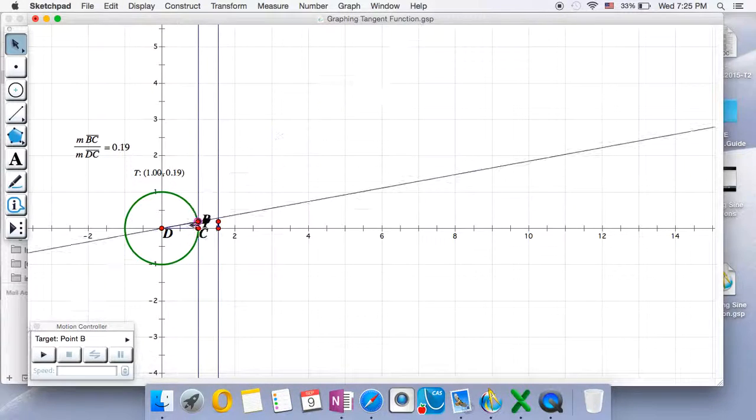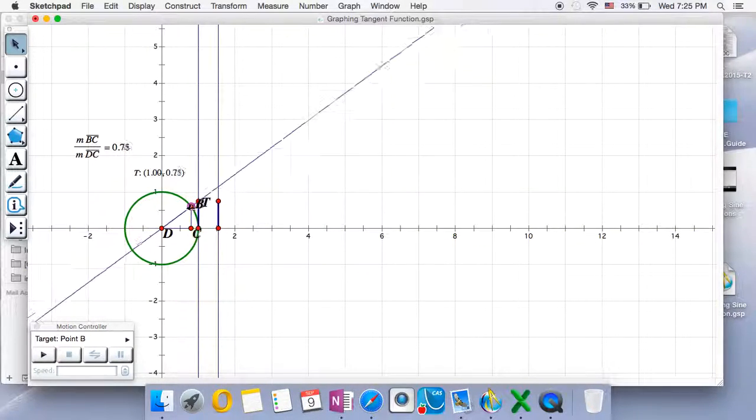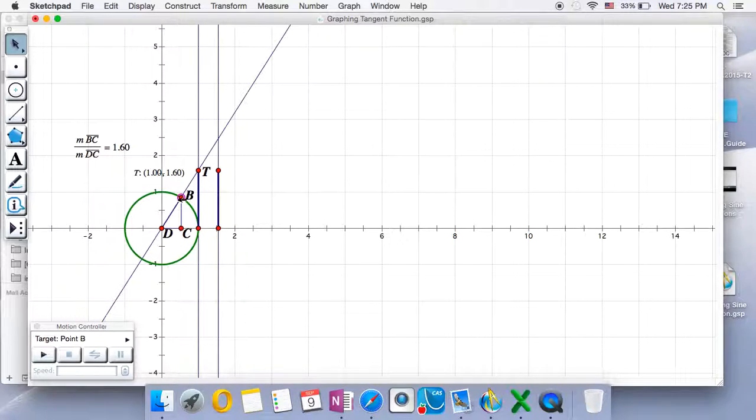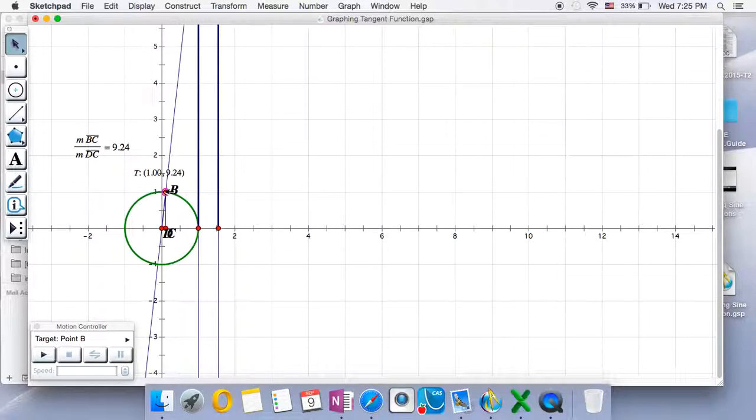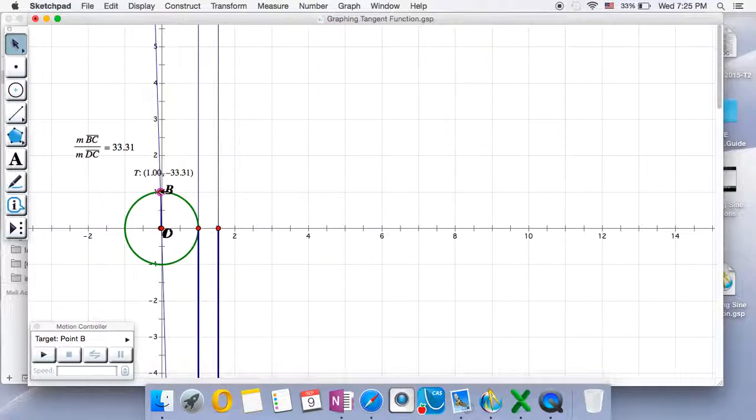So if B travels from (1, 0) along the edge of the circle, we see that the tangent changes. At the same time, the y-coordinate changes. And the length of the segment gets longer and longer as it approaches 90 degrees. It goes all the way up to positive infinity. As it goes through 90 degrees, it goes all the way down to negative infinity. We don't know how low it is.